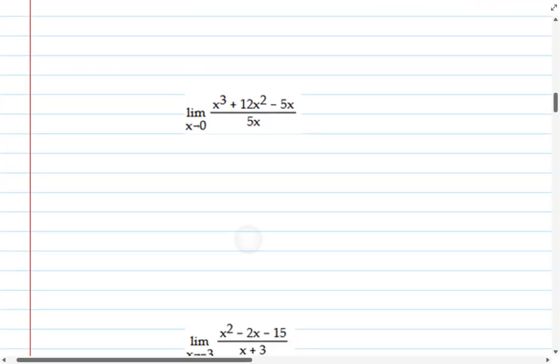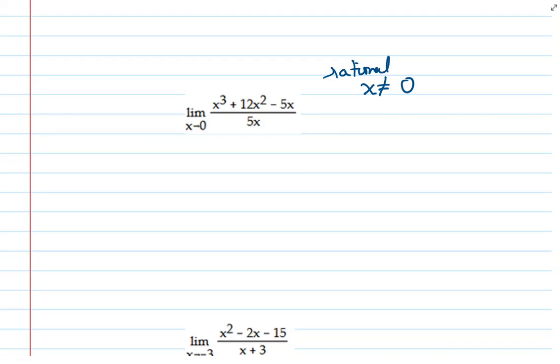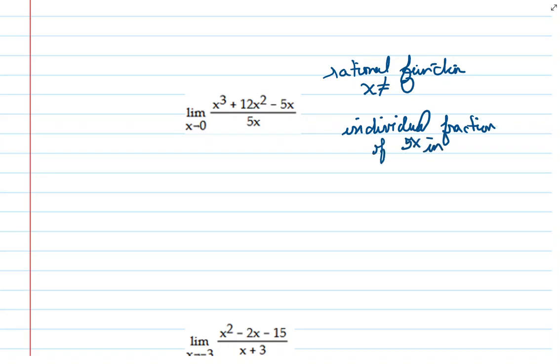All right. Well, here we have another rational, and we know that x cannot equal 0 for this rational function. And so therefore we make individual fractions of the denominator of 5x in the denominator, and see what we can do.